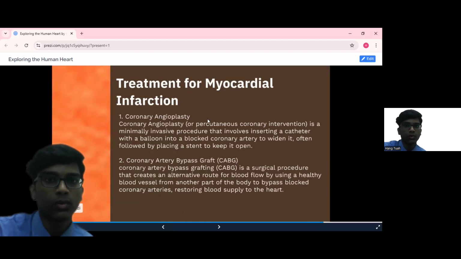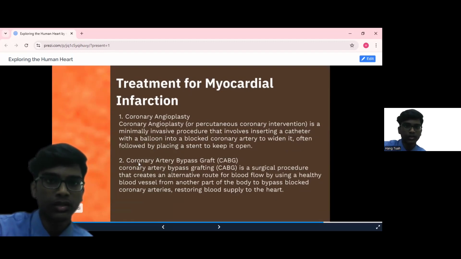The treatment for myocardial infarction, one of them is coronary angioplasty. Coronary angioplasty or percutaneous coronary intervention is a minimally invasive procedure that involves inserting a catheter with a balloon into a blocked coronary artery to widen it, often followed by placing a stent to keep it open.